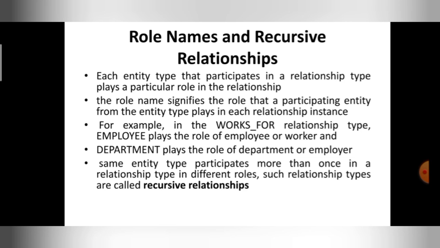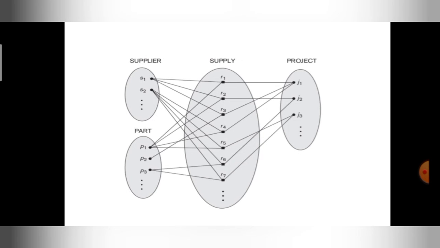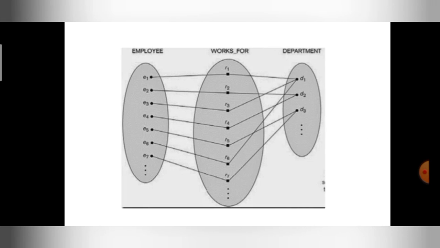And one more important thing, the same entity type can participate more than once in a relationship type. Then I can call that relationship a recursive relationship. You can ask me a question: how can the same entity participate more than once in a relationship? For example, here, manager, right, manages the department. Manager manages the department. That is one relationship.